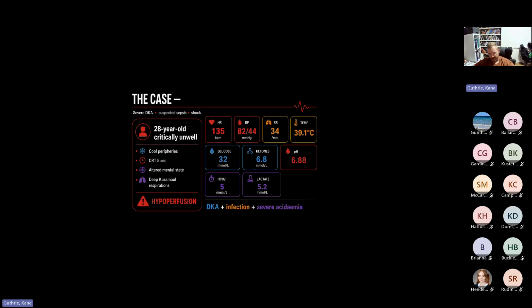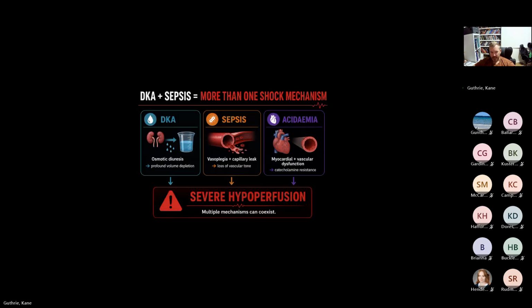He's tachy at 135, blood pressure is 82 over 44, respiratory rate 34, and temp is 39.1. Sugar's up, his ketones are up, pH is down at 6.88, bicarb's in his boots, and his lactate is up. He's got this DKA, he's got an infection, he's also severely acidotic. Bit of a nightmare patient to try and resuscitate and manage.